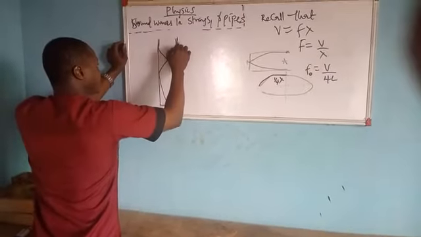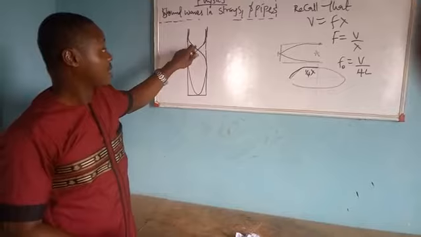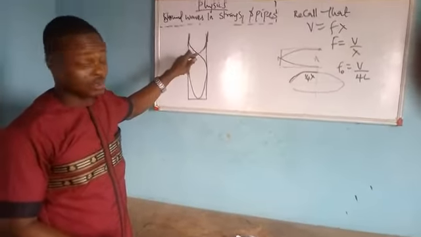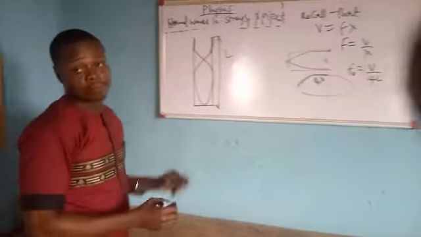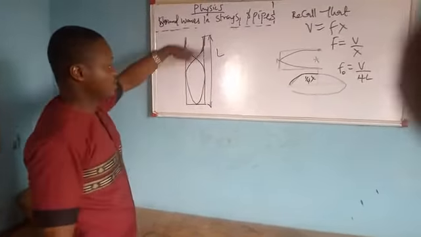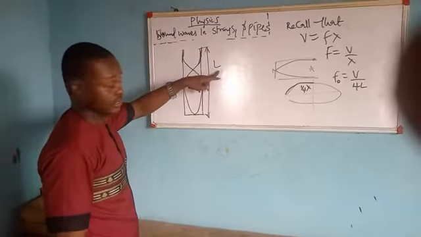So this is for the second vibration that we produced. So again, from this end to this end is called the length L. So let's now still look for the wavelength. The wavelength will be equivalent to this length.